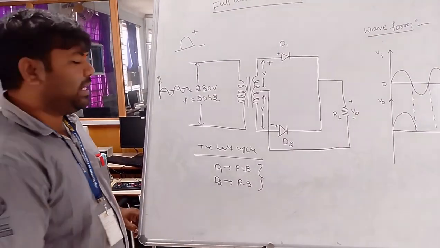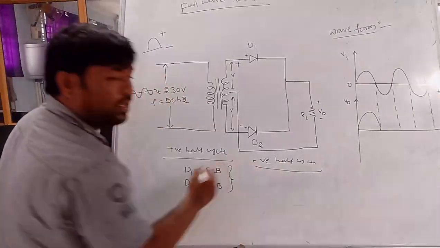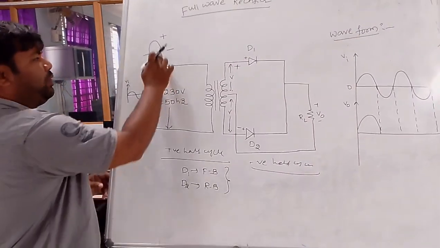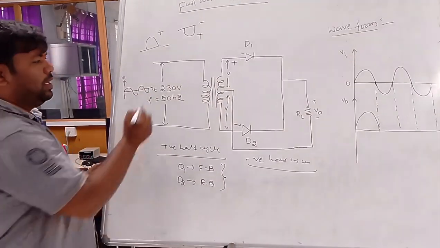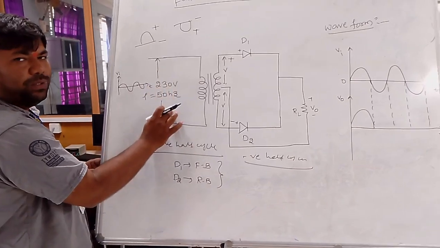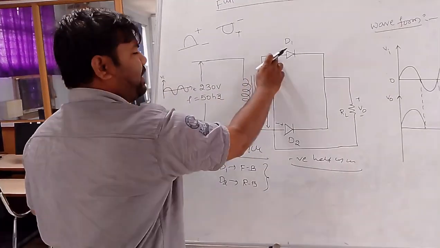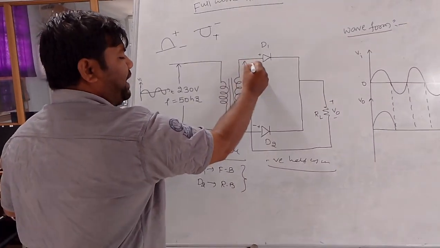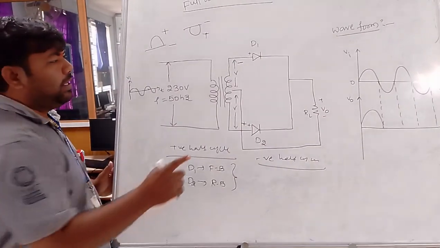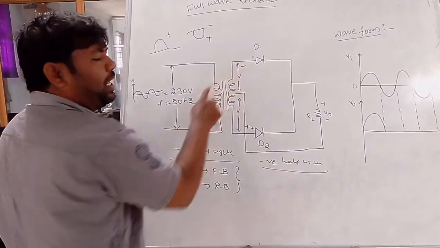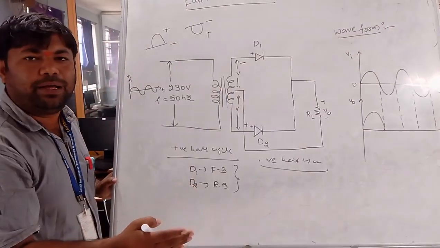Now I am applying the negative half of the cycle. Negative half of the cycle means first it is negative, then after that positive. Now you can apply negative and positive to the primary of the transformer, and the same will be applicable to the secondary of the transformer. Now you can change the polarity, negative and positive. Now you can observe the polarity of the first secondary terminal is negative.